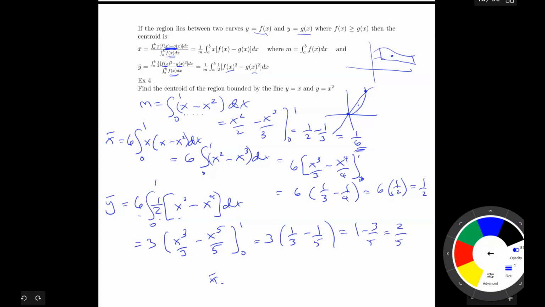Okay, so my x bar comma y bar will be 1/2, 2/5, and that kind of makes sense, right? Halfway this way, and then a little bit less that way.